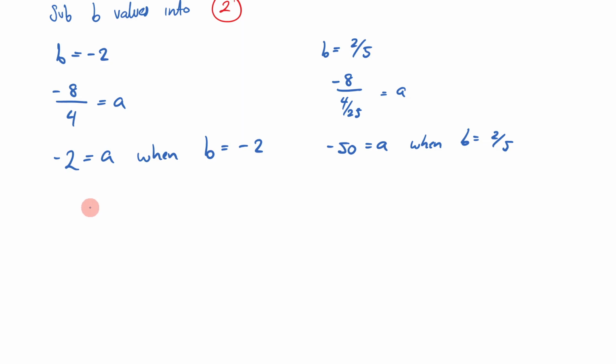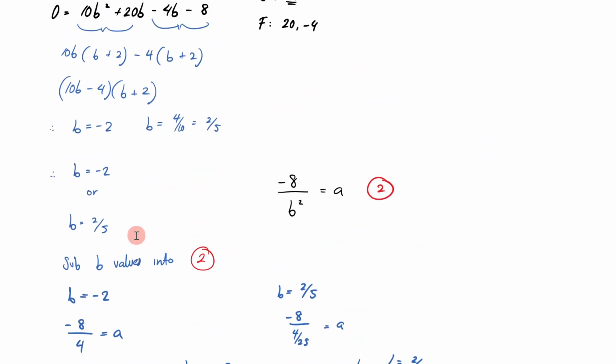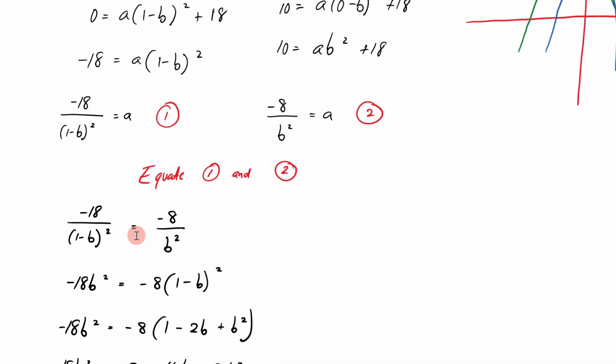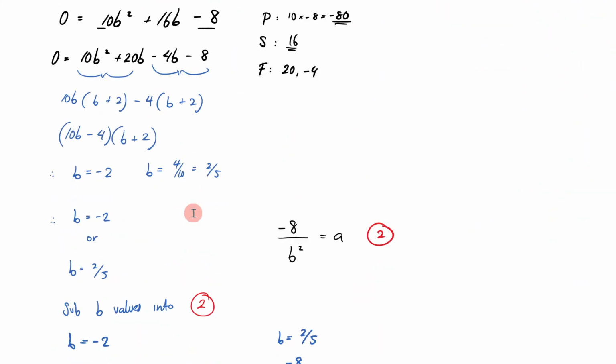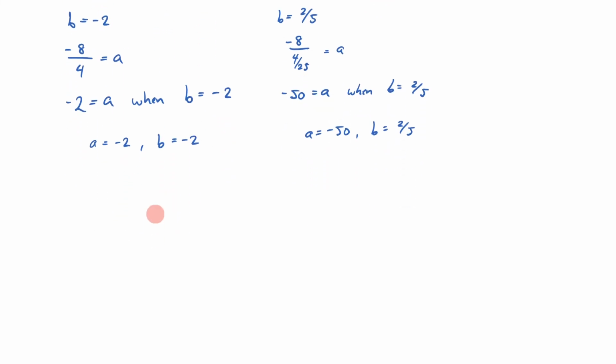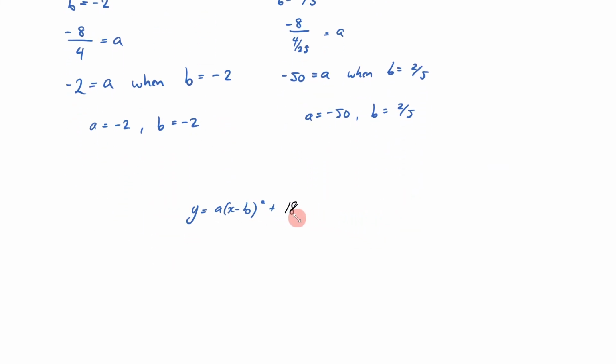Okay, so we're nearly done here. We've got a is equal to negative 2, b is equal to negative 2, we've got a is equal to negative 50, and b is equal to 2 on 5. We need to create our quadratic rules now. Now, what are going to be our quadratic rules? Well, we just simply need to come back here, and we've got this. And we're going to sub it into this right here.